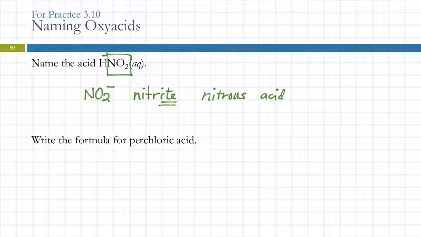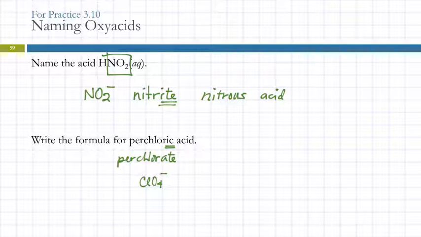Any questions? We don't use the prefix hydro here. Write the formula for perchloric acid. So perchloric, "ic" came from which ending? "Ate". This came from perchlorate. Well, what's the formula for the perchlorate ion? ClO4 minus 1. Chlorate is ClO3 minus 1. Perchlorate has an extra oxygen.